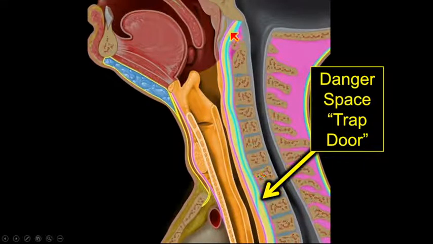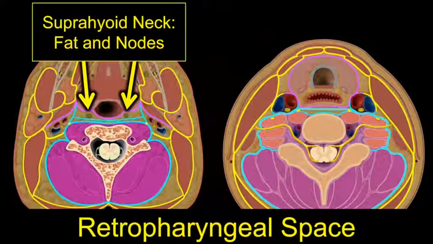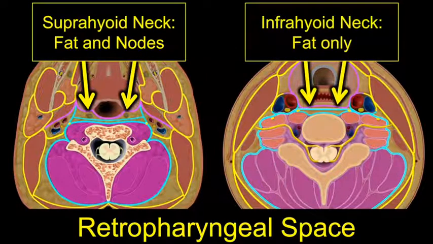So the retropharyngeal space in front of that alar fascia goes down from the skull base, and somewhere around T3, where that trap door is, we think about that stopping at that level, the retropharyngeal space. So we have a difference in that retropharyngeal space in the suprahyoid neck, where we think about fat and lymph nodes, and the infrahyoid space, where we pretty much just have fat, usually at that location. So the retropharyngeal space below the hyoid is just fat, but above the hyoid, we can have fat and lymph nodes.